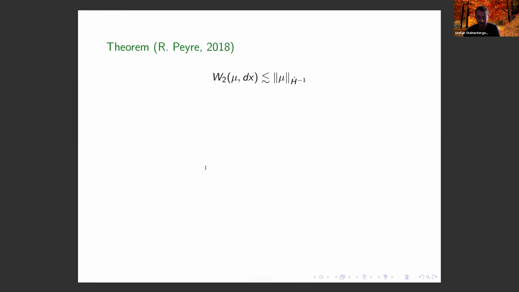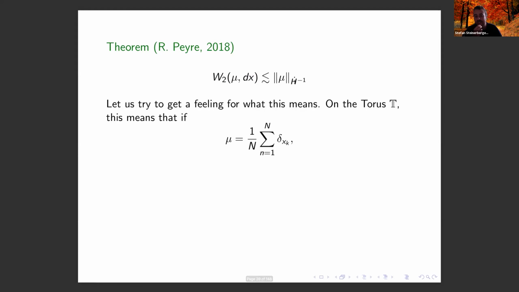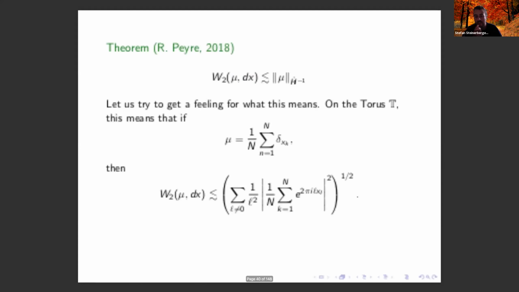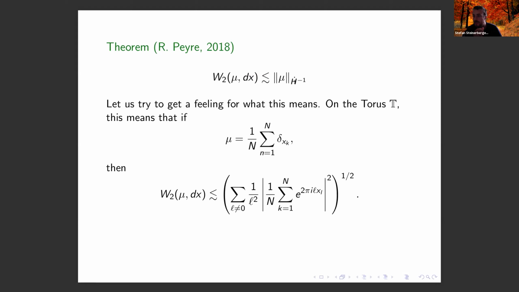What I mentioned on Wednesday already, there's this gorgeous recent bound by Peyre, which says that if I do a transport from a measure to the flat measure, that's important, it's not generally true, then I can bound this Wasserstein-2 distance by the H^-1 norm. In particular, if I have sets of points on the torus, then this just transforms into some exponential sum estimate. You just plug in the definition of the Sobolev norm.